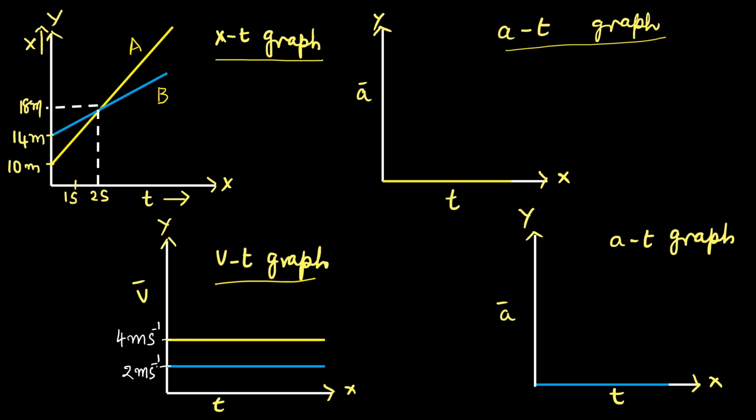Now let us see acceleration time graph. Both the objects are not accelerated because they are moving with uniform velocity. So their acceleration time graph will be on the x-axis, that is on the time axis. I have shown it here separately because both lines cannot be shown together on the x-axis.